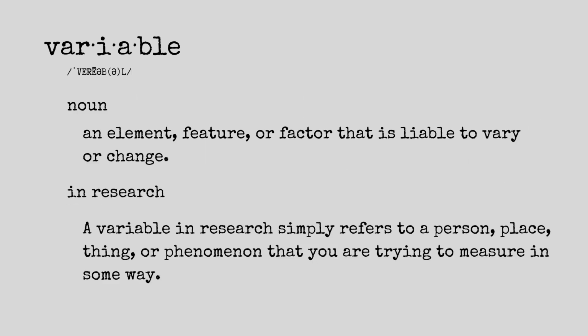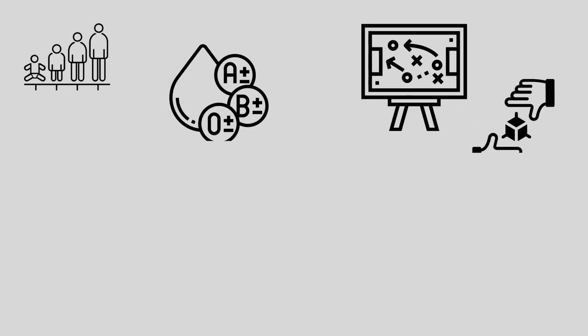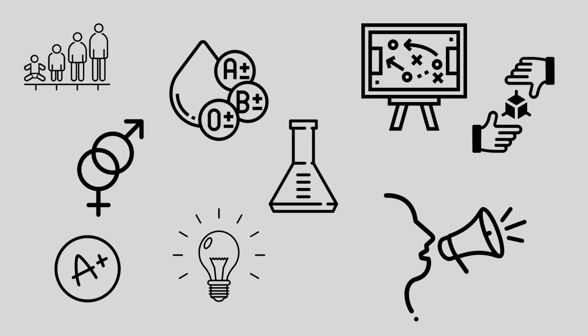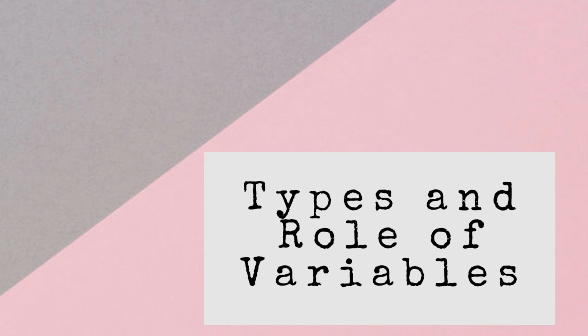An element, feature, or factor that is liable to vary or change is called a variable. In research, a variable simply refers to a person, place, thing, or phenomenon that you are trying to measure in some way. Variables are any characteristic that can take on different values, such as height, age, species, or exam scores. For this video, we will talk about the types and roles of variables.